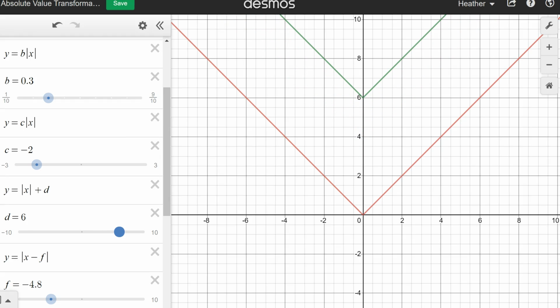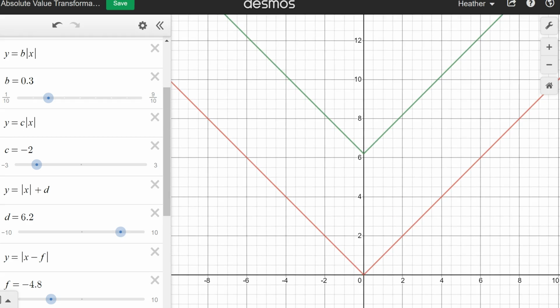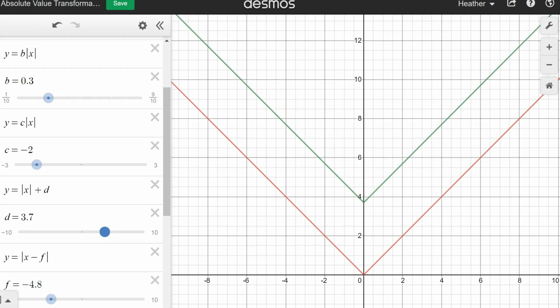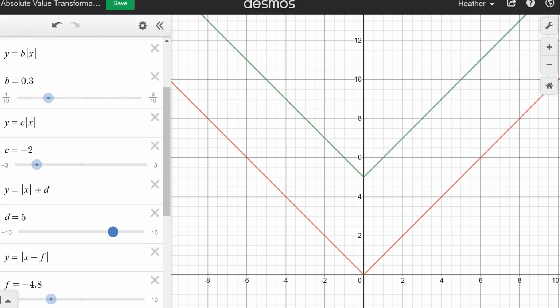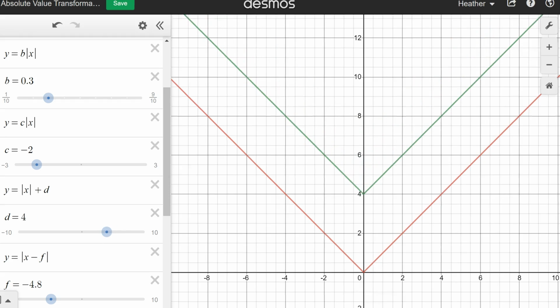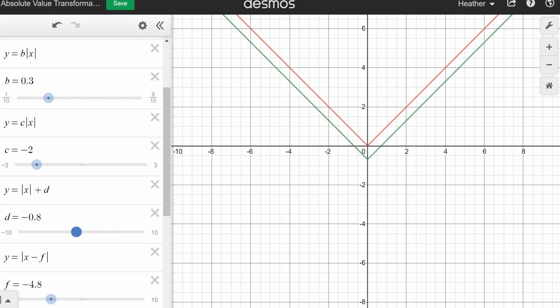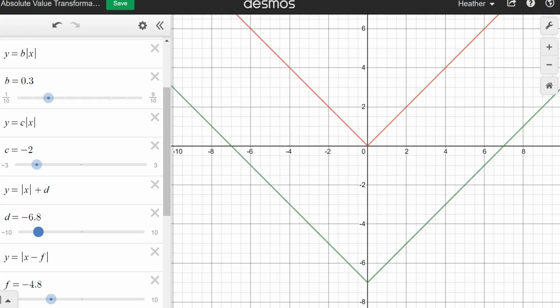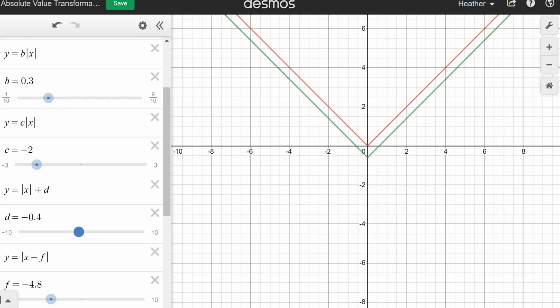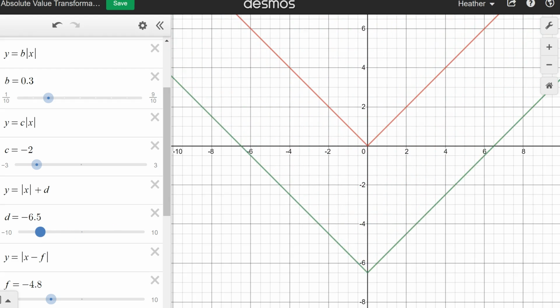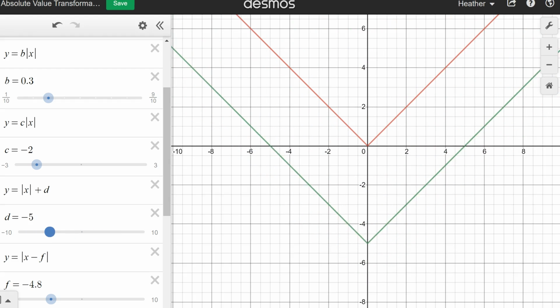If d is 6, the graph is shifted up 6. Now some people say it shifted the y-intercept. Well, yes, it did, but it didn't just shift the y-intercept, it shifted the entire graph. And if d is negative, it shifted it down. So we often say if you add a number, it shifts up. If you add a positive number, it shifts up. If you add a negative number, or if you subtract a positive, it shifts down.